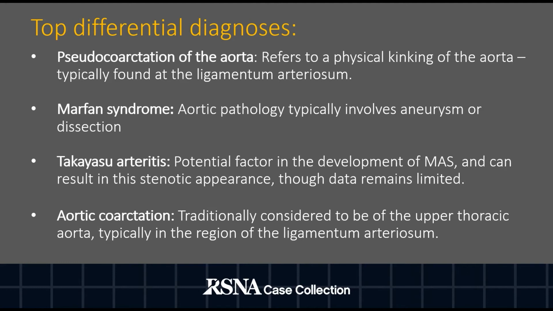Some differential diagnoses to consider include pseudocoarctation of the aorta, which refers to a physical kinking of the aorta, typically of the ligamentum arteriosum. Marfan syndrome patients also present with aortic pathology, however this typically involves aneurysms or dissections. Takayasu's arteritis has been described as a potential factor in the development of MAS and can result in this stenotic appearance, though data remains limited. Traditional aortic coarctation is considered to be of the upper thoracic aorta, in the region of the ligamentum arteriosum, or more proximally.